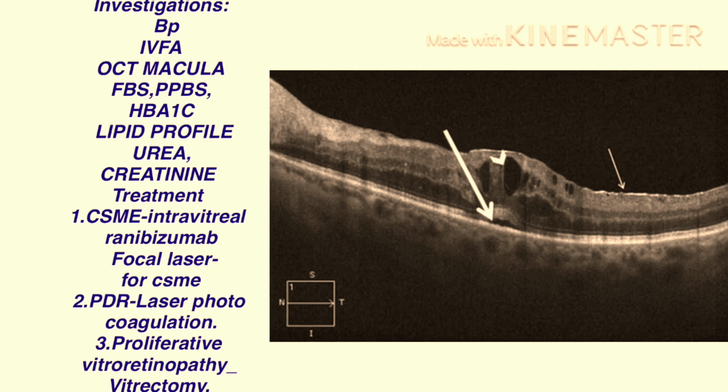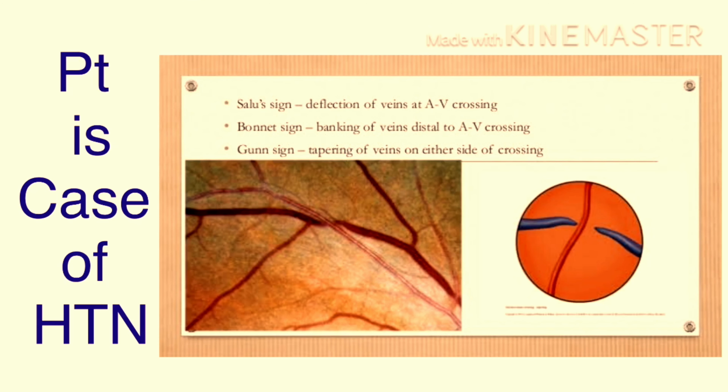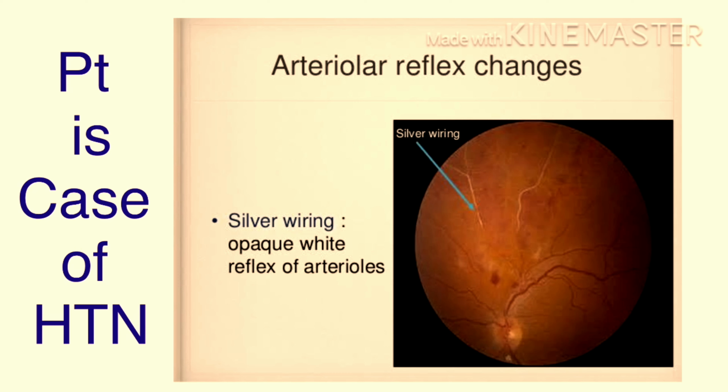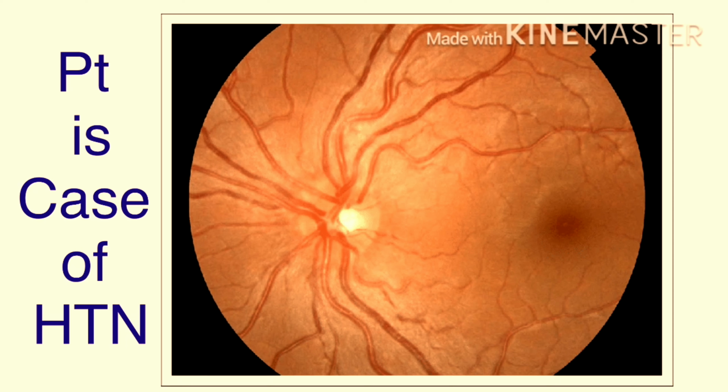Here the picture is showing macular edema. In case of hypertensive retinopathy, Salus sign is deflection of vein at the AV crossing, Bonnet sign is banking of the vein distal to the AV crossing, and Gunn sign is tapering of the vein on either side of the arteriolar crossing. So arteriolar reflex changes are silver wiring appearance due to opaque white reflex. This is copper wiring appearance due to thickened arteriolar wall.